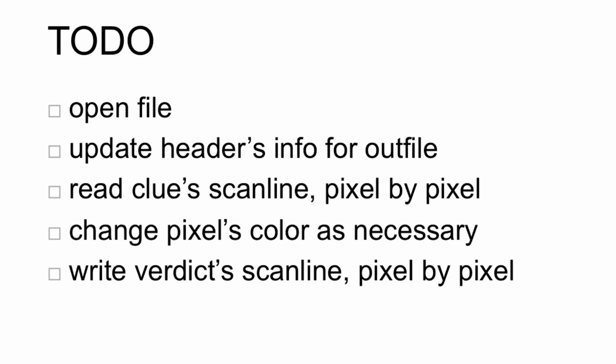Well, first, after we open the clue file, then we want to update the headers info for the verdict file, the out file. We want to read into the clue scanline pixel by pixel and change that pixel's color as necessary in order for us to reveal the hidden clue. Don't worry, more on this later. And then finally, we want to write the verdict scanline pixel by pixel.